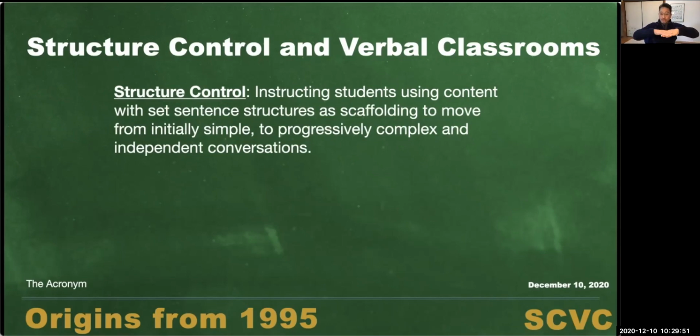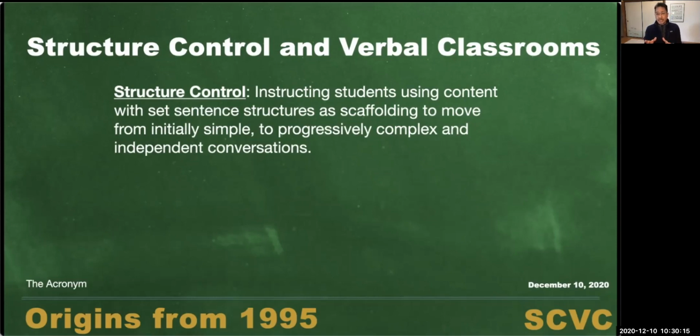You take this one structure, you make sure that the students are already used to it and that they understand it. And then you put another scaffold on top of that, so a slightly higher level of exercise, and you just keep going until you get to your goal. And the goal is progressively complex and independent conversations.